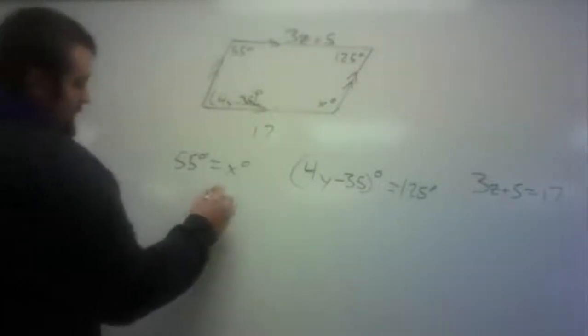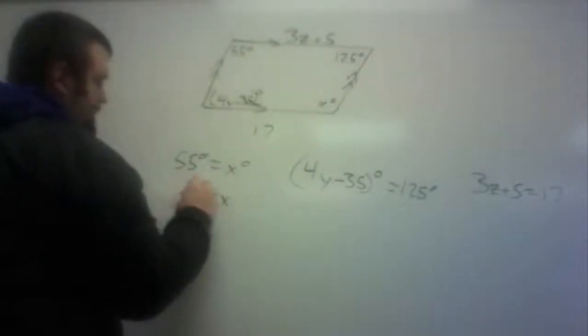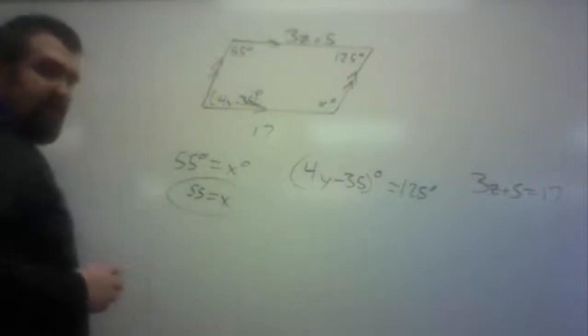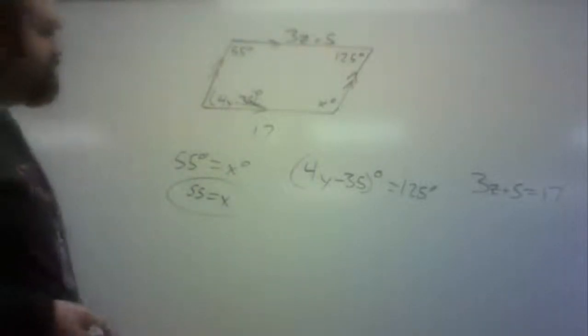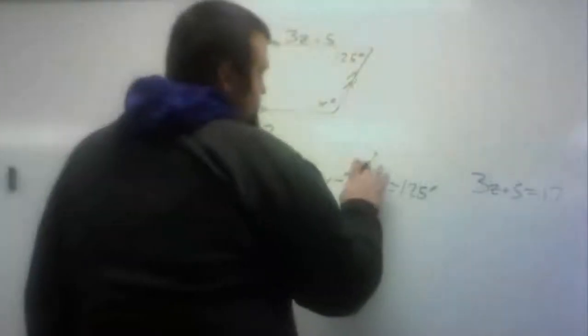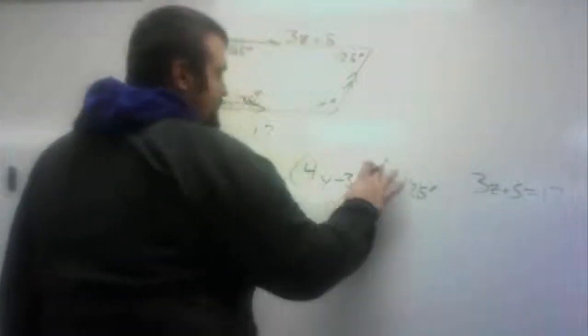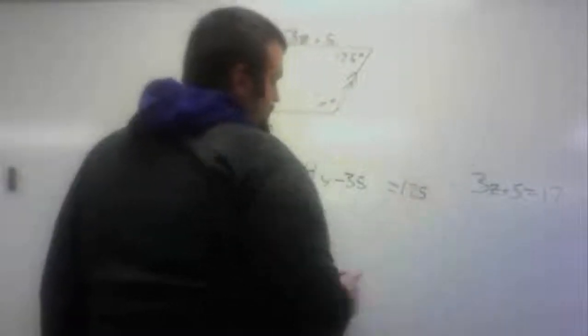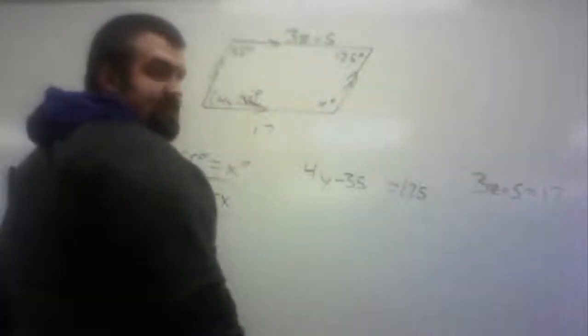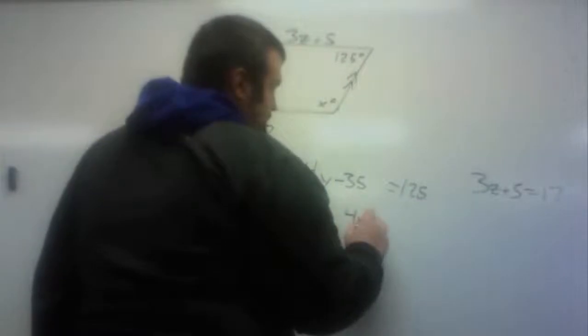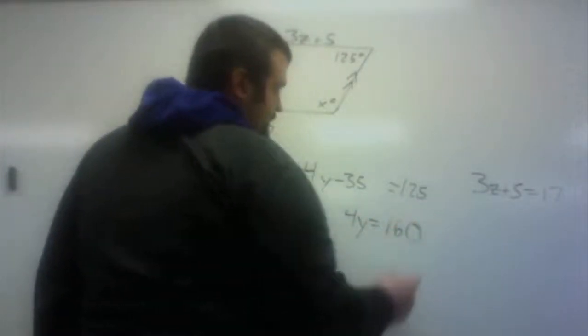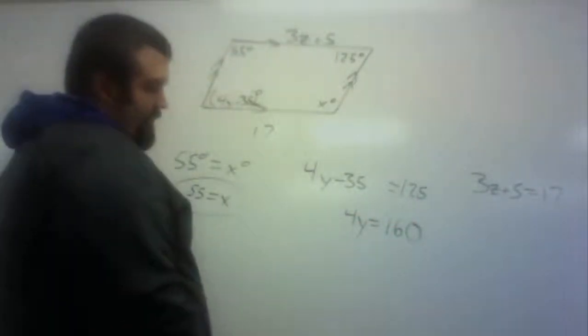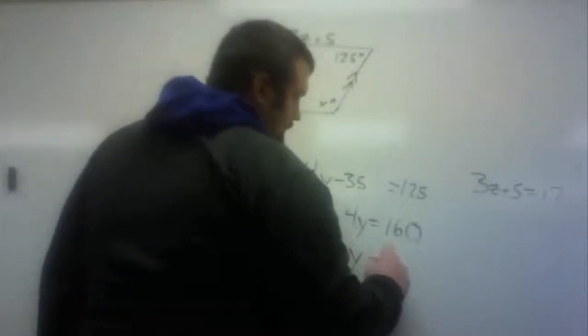Well, this one, x is just 55. This one was a little bit easy. Get rid of the degrees. This one over here, these parentheses really aren't needed, so I'm going to pretend they're not there, and the degree symbol isn't needed because they're both in degrees. The furthest thing away is 35, so I add 35 to both sides, and I get 4y equals 160. I have to get y by itself, so divide both sides by 4, and y is 40.